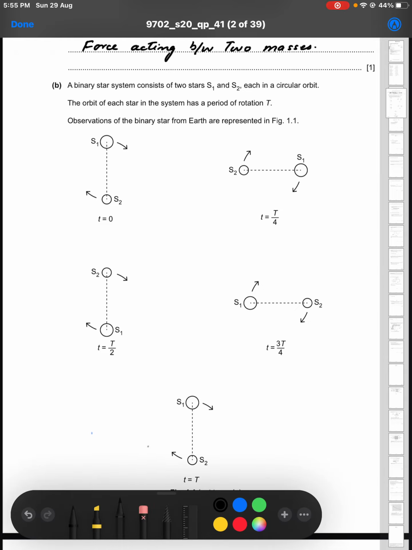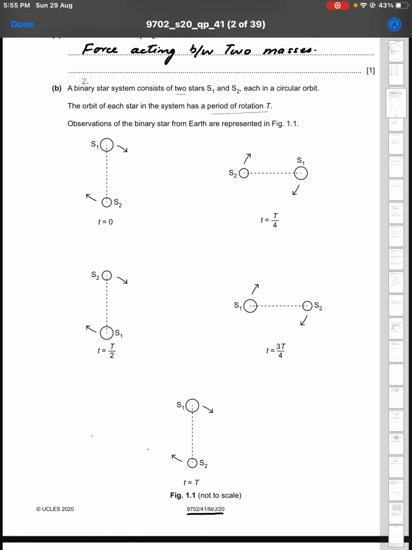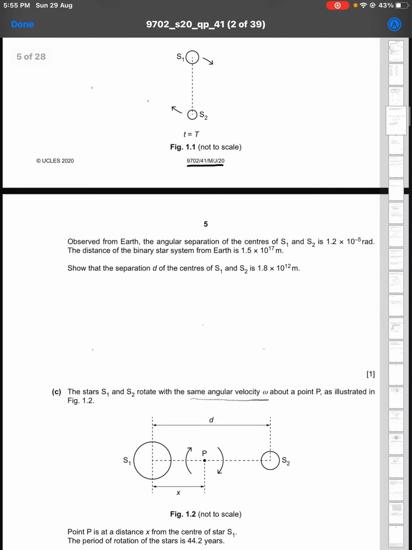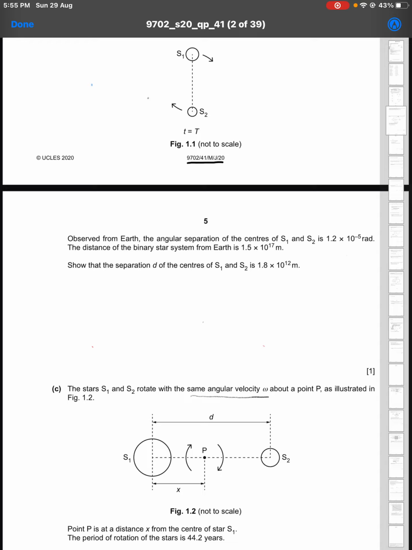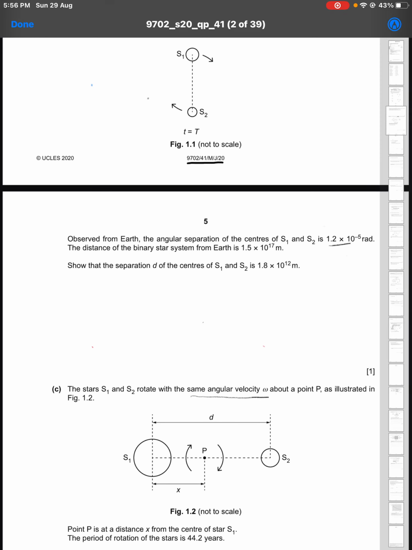Now second part, the B part. A binary star system consists of two stars S1 and S2, each in circular orbits. The orbit of each star in this system has a time of rotation T. Observation of the binary star from Earth is represented. Look, the angular separation of the centers of S1 and S2 as observed from Earth is given as theta.